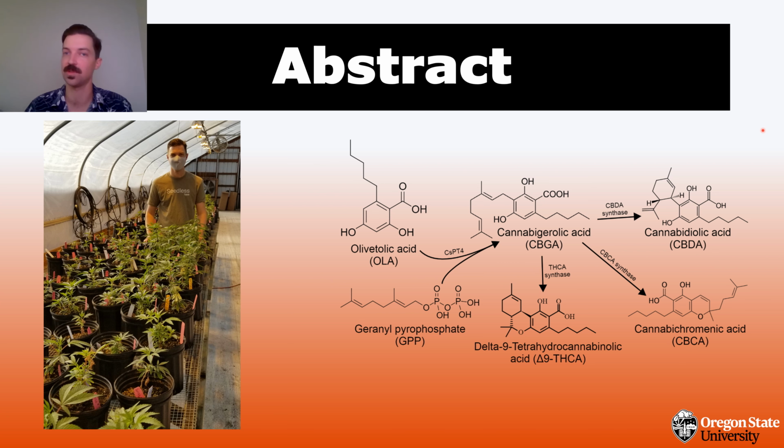To assist breeders to this end, we did a transcriptome analysis on a sibling population of relatively high CBGA to THCA ratio plants to identify genes that contribute to high levels of CBGA relative to THCA, which can then be used as a screening tool for breeders.